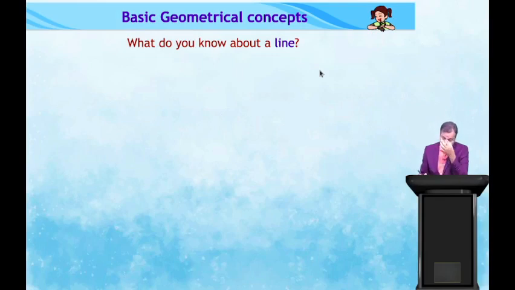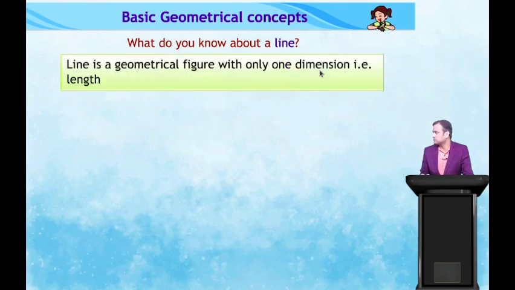Now what is the second concept? It is line. What do you know about a line? If we draw a line, it is called a line. But what is the definition? A line is a geometrical figure with only one dimension, which is length.